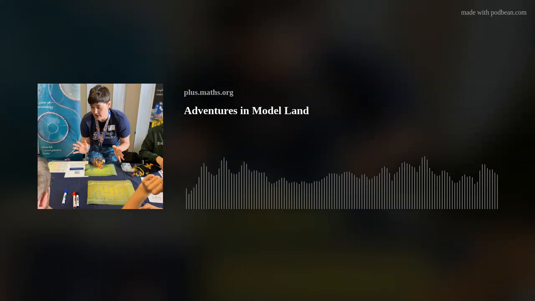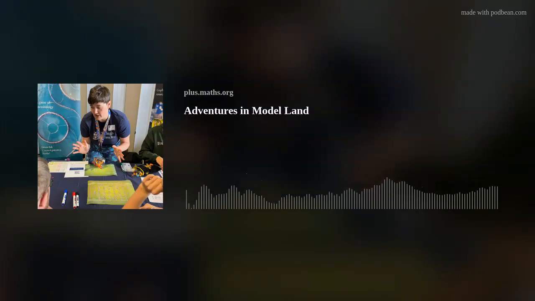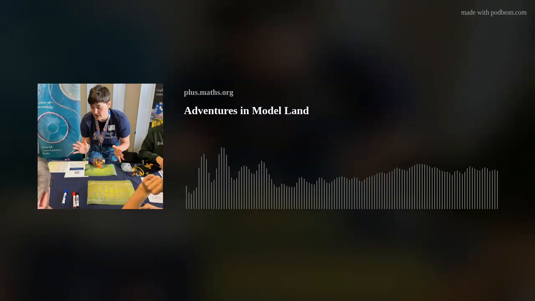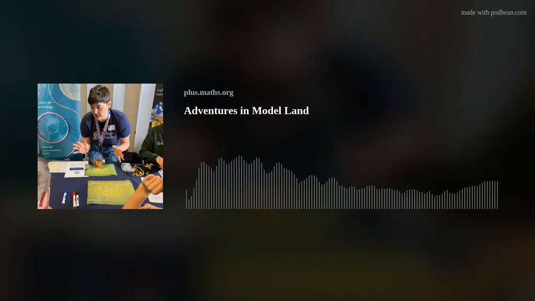And so what I really like about this Adventures in Model Land framework is that we're just taking that and running with it and saying, okay, let's really explore back inside Model Land. What does it look like?